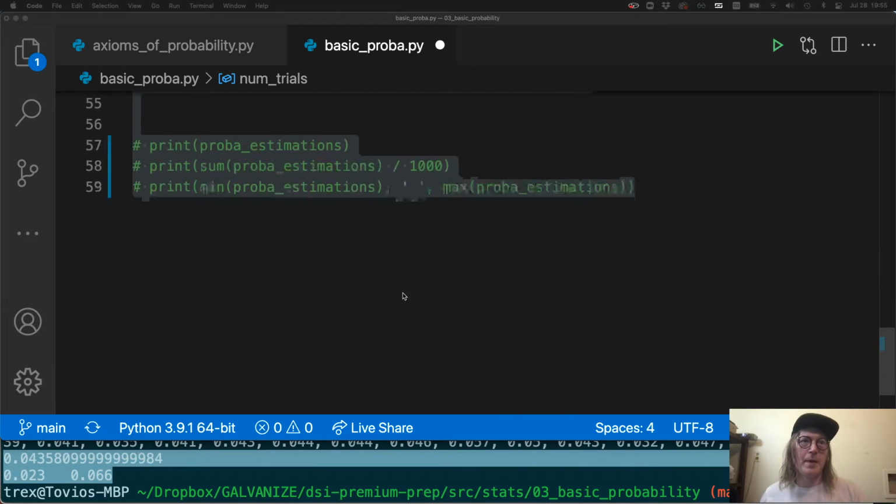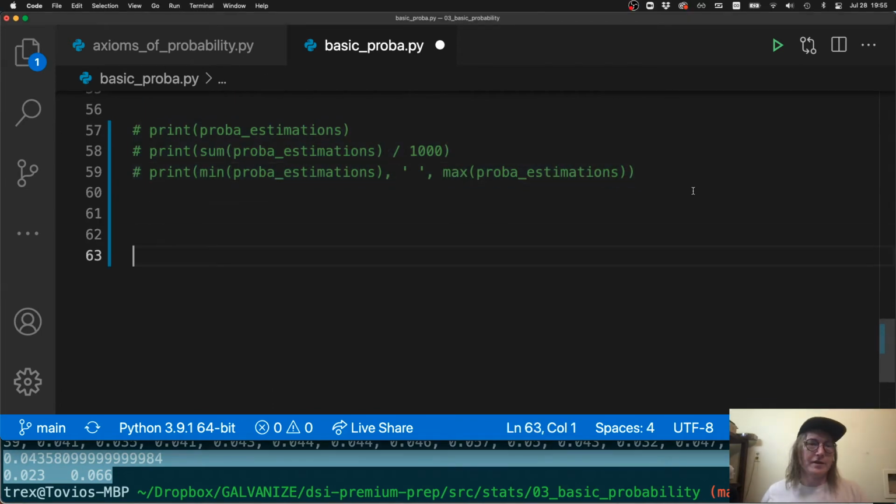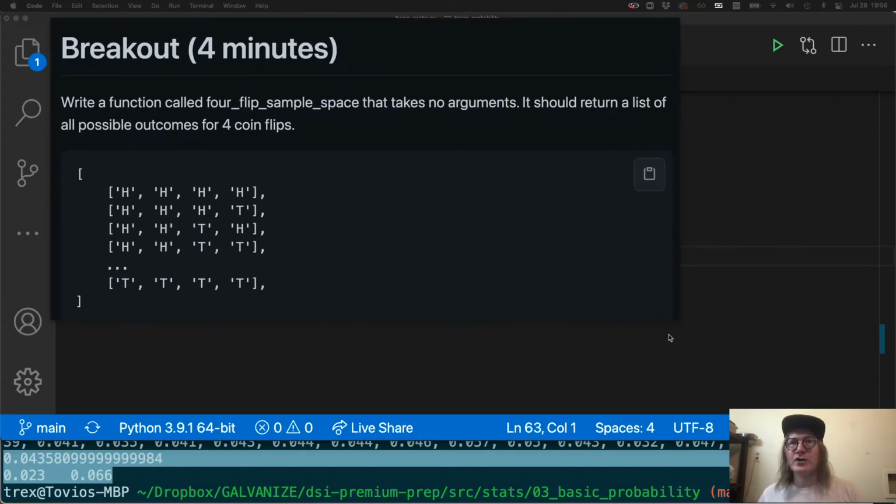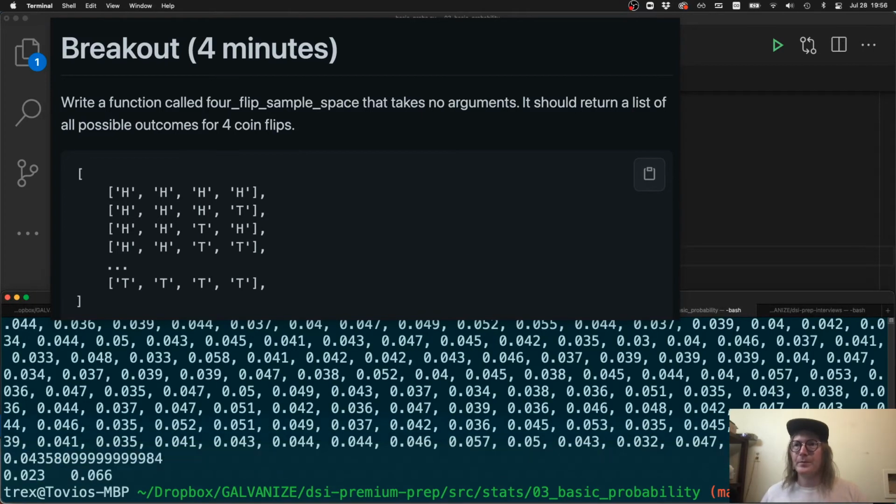And we're going to come back to sampling quite a bit before very long. But what I'm going to have you write instead is going to refer back to what we've already done in terms of counting. You're going to write a function called four_flip_sample_space. It's not going to take any arguments, and it should return a list of all possible outcomes for 4 coin flips. So with that, I'm going to set a timer for 4 minutes. Go ahead and code that up.